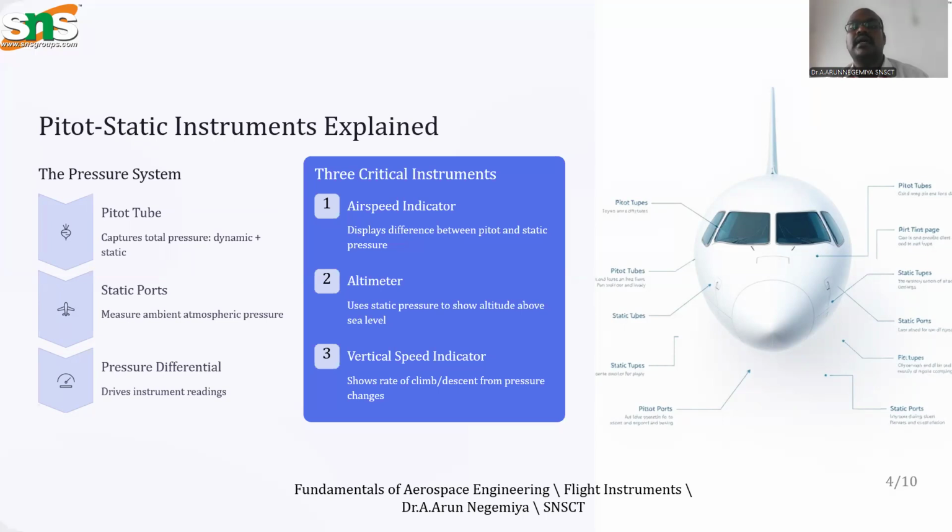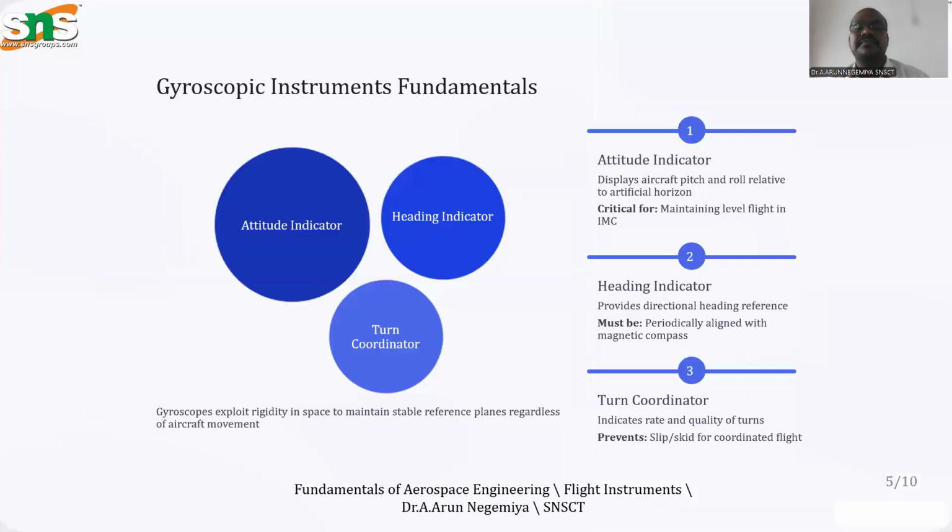First one is the airspeed indicator. It displays the difference between pitot and static pressure. Altimeter, it will show the altitude you are flying at during flight. And the vertical speed indicator can be used to show how much you are lifting or lowering the aircraft.